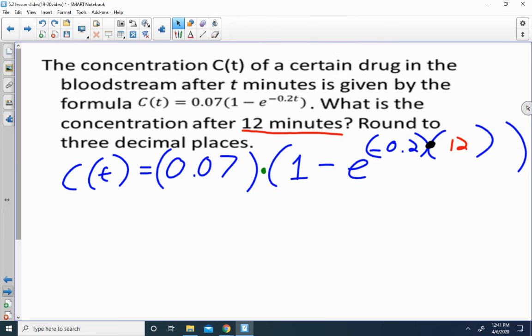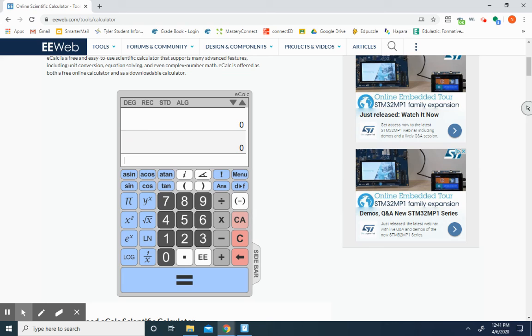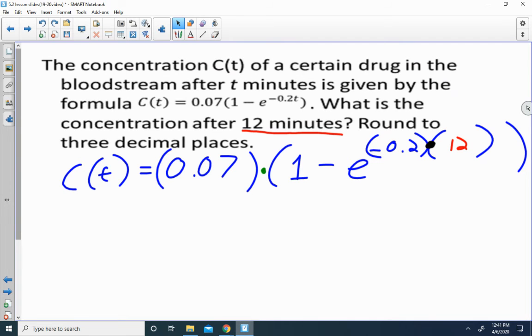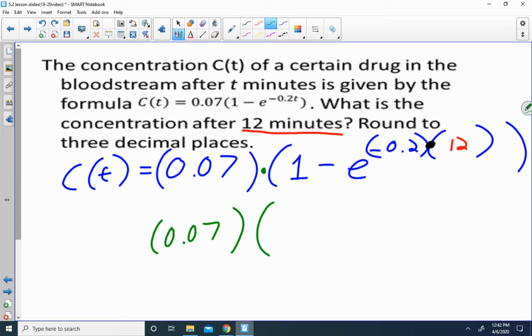Multiply that first. So clear, let's do negative. The negative button is right here. So negative 0.2, and we're going to times that by 12. That's going to give us negative 2.4. So I'm just going to go ahead and write down everything else. 1 minus e, and we just multiplied these, get negative 2.4.